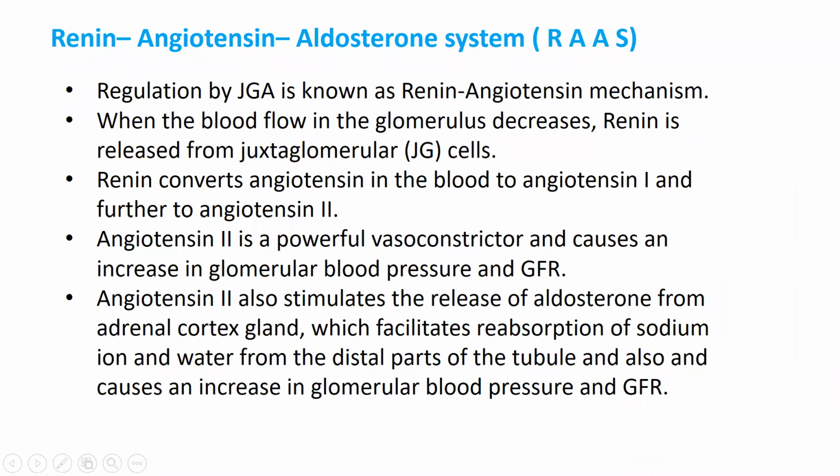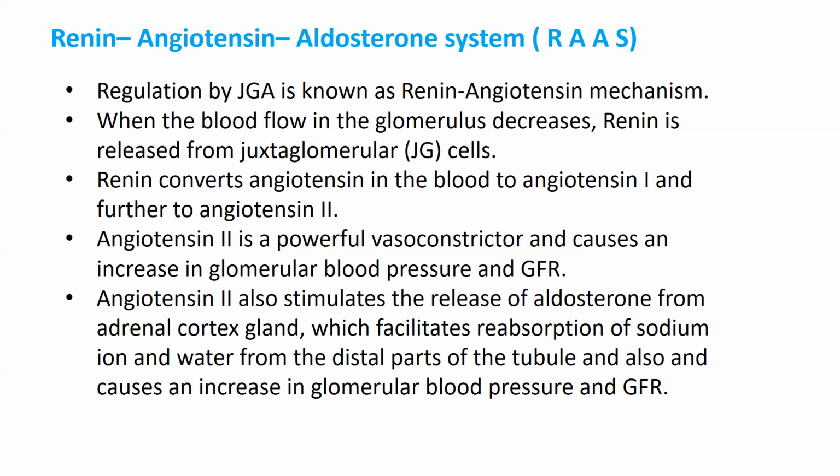But at the same time, it is also going to do one more thing. Angiotensin 2 also stimulates the release of aldosterone from the adrenal cortex. And aldosterone facilitates the reabsorption of sodium ion and water from the distal part of the tubule. So as a result, this will also cause an increase in the glomerular blood pressure and GFR. So thereby, by twin action, the rate of GFR is going to increase. Okay.